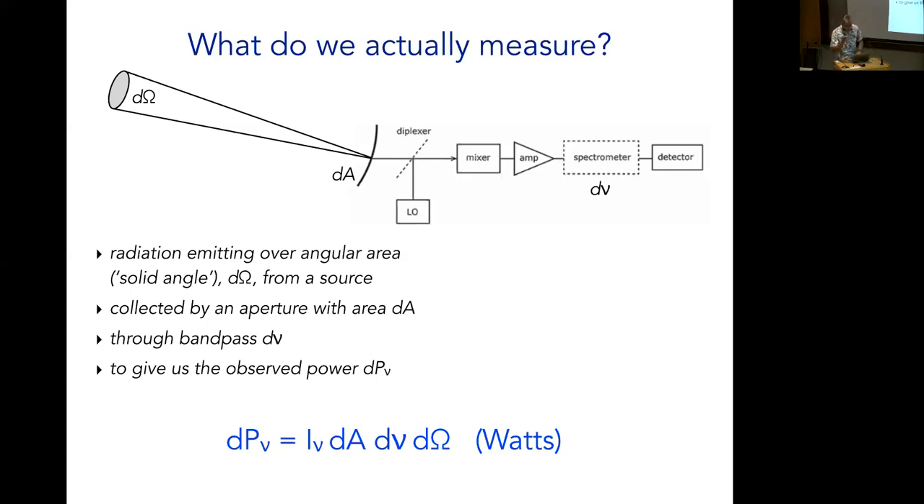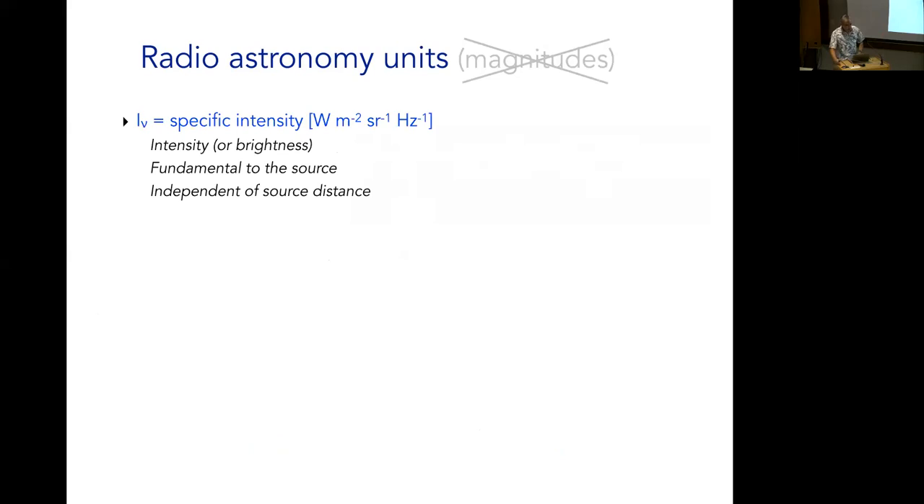All right, so we measure in watts. So just as a note on units, we don't like magnitudes, right? We're real astronomers. So we're not using magnitudes. We're using watts, and that I nu is of course a specific intensity, and we're measuring power in watts, but that was power per unit area, per unit solid angle, per unit frequency. So units of specific intensity, watts per meter squared per steradian per hertz. You can think of it as a brightness, and it's fundamental to the source.